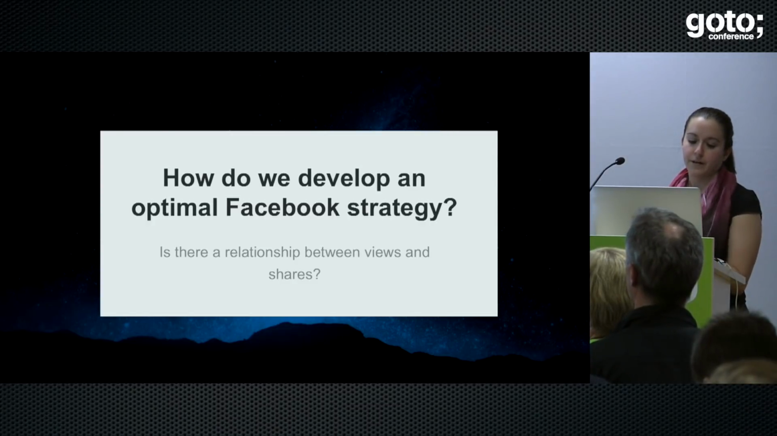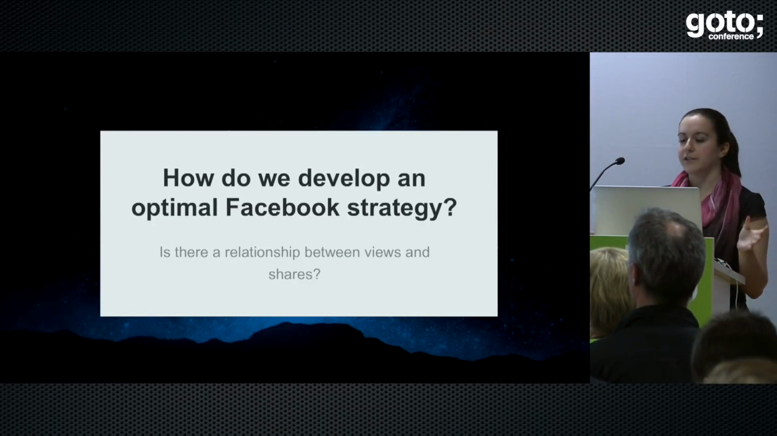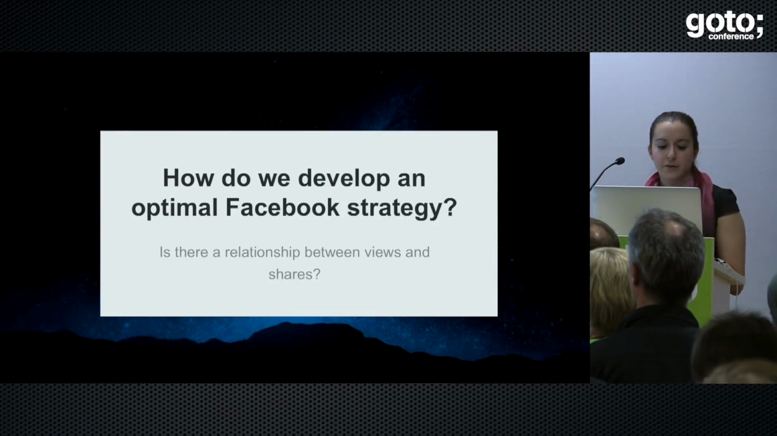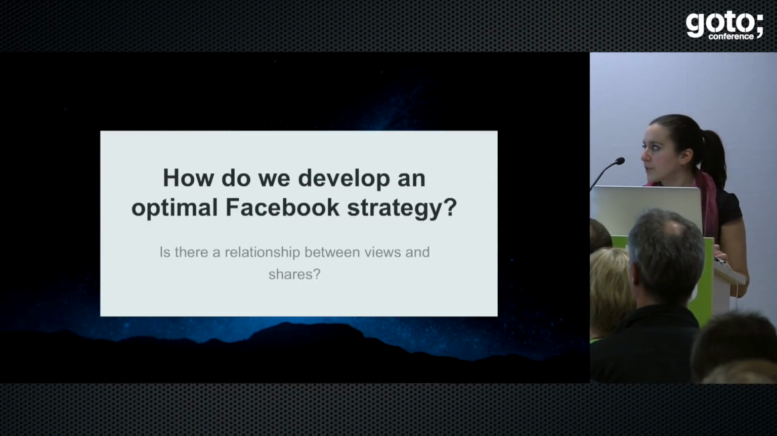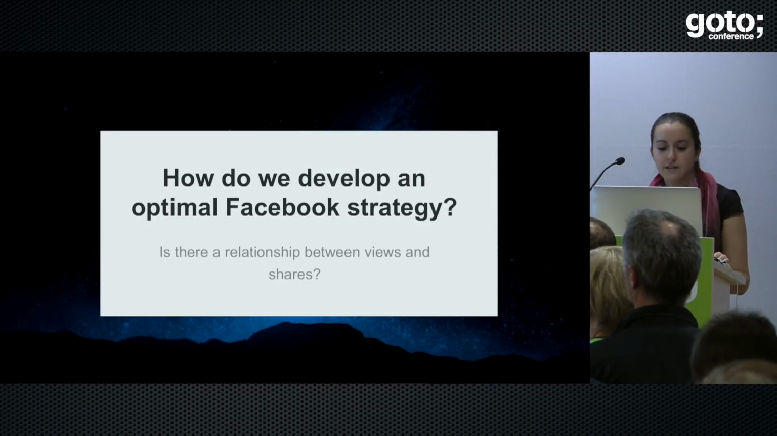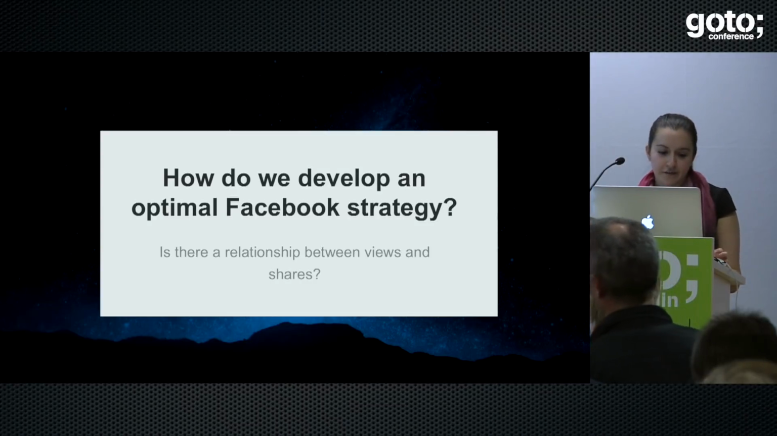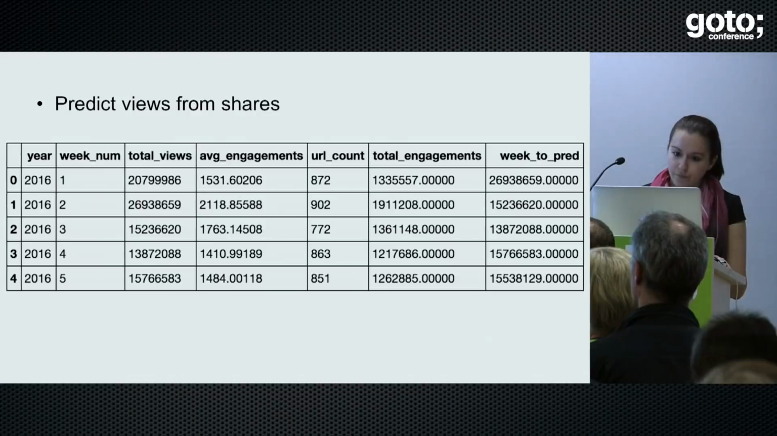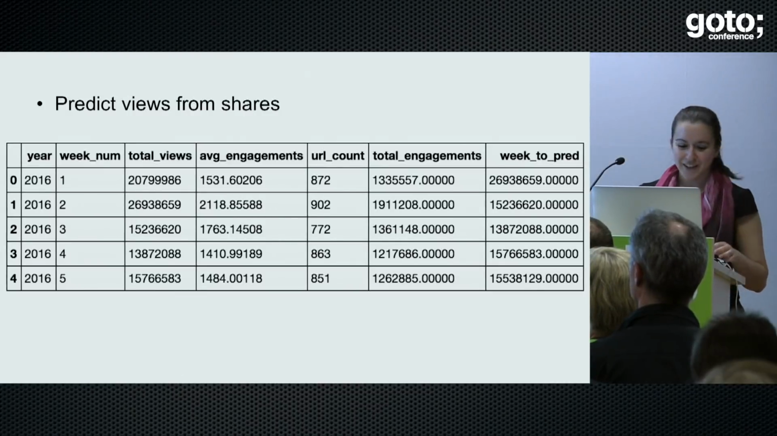So in light of not only having a multitude of content, but also having a multitude of pages, how do we think about developing an optimal Facebook strategy? Somewhere we can start is, is there a relationship between views and shares on Facebook? And if there is a relationship, is it predictive, and what can we learn about it? So it is predictive. Spoiler alert.